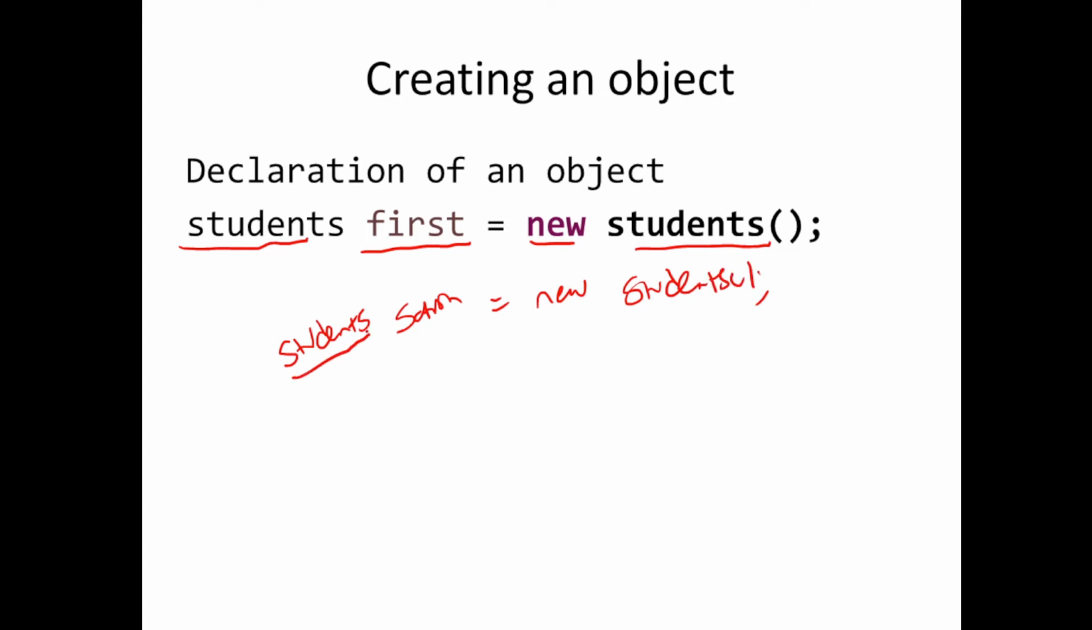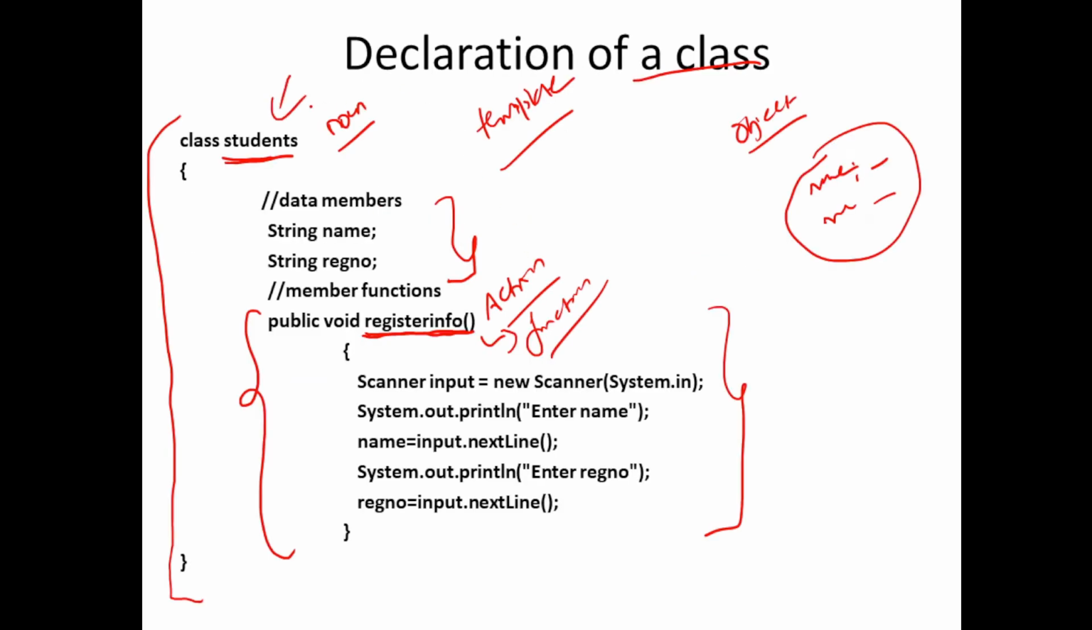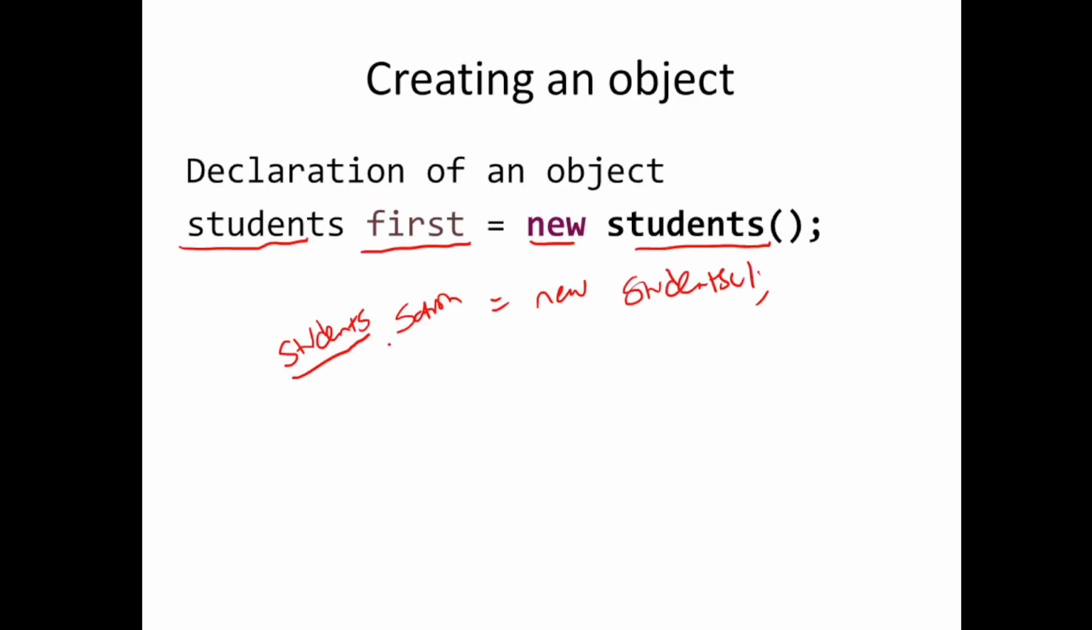It will check for what is the definition of Student. Where is the definition of Student? You already defined it. If you have not defined it, you will get a class not found exception in Java. So you should first define the class, then create the object. Without defining the class, you will get a class not found exception. And here it knows the definition, so it can allocate memory.